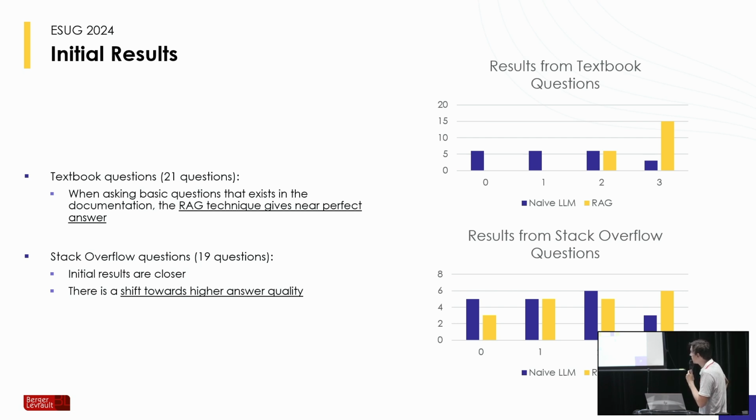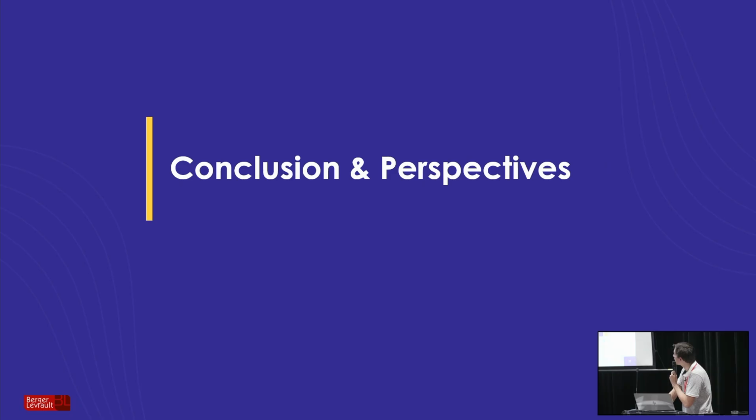And then for the second part, the Stack Overflow questions, so like we said, we selected 19 questions from there. We can see the initial results are much closer. But I think there's still a small shift towards answer quality. When I compared each question individually, there was a tendency for a question normally scored 0 with the naive technique to be upgraded to a 1 with RAG, and a tendency to shift towards the right. However, there's a lot less of an increase in quality.